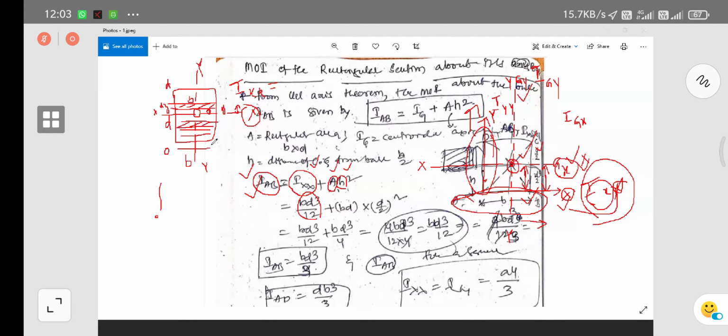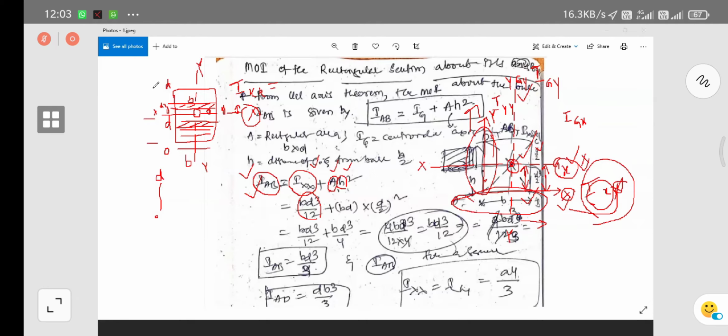If you add all of these, you will get the central moment of inertia. So the limits are 0 to d, or otherwise you are going to call it minus d by 2 to d by 2. Why? Because from here to here I have considered it as negative, minus d by 2 to d by 2.